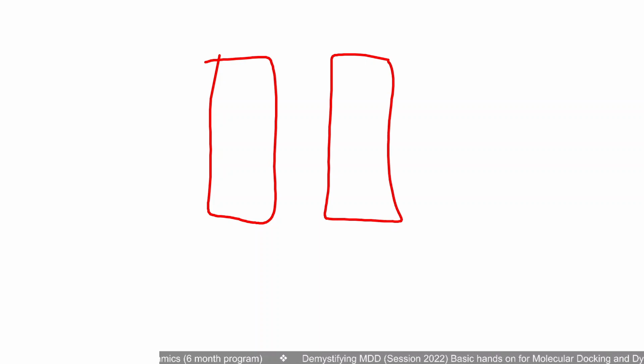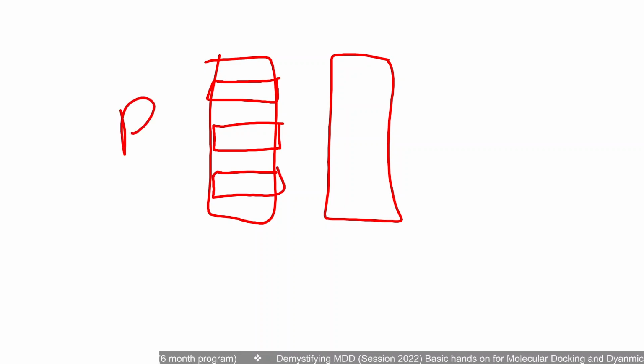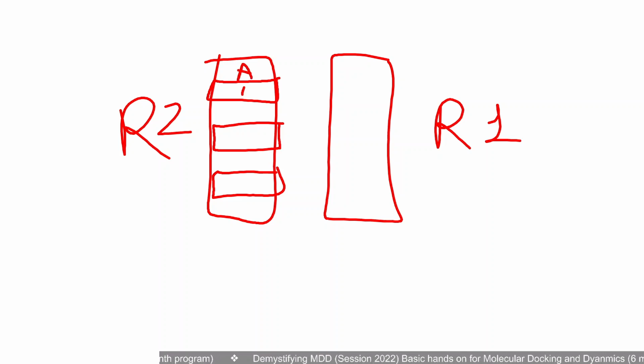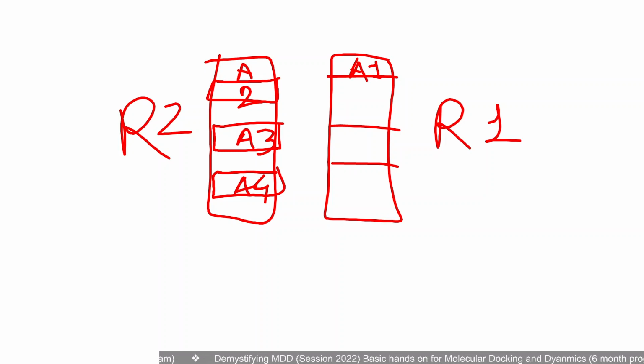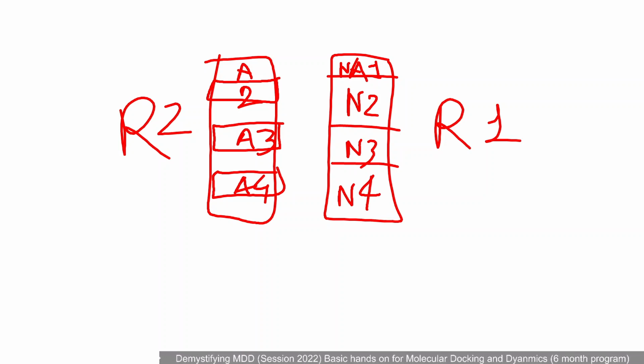We need to focus on how two molecules are interacting. There are residues. Residues have atoms, meaning residues are formed by atoms, right? So if I talk about R1 and R2, and there are atoms A1, A2, A3, A4, and here there will be some atoms as well, N1, N2, N3, N4. To form bonds, atoms will form bonds. So maybe two atoms randomly interact with each other, or there may be some other type of interactions.